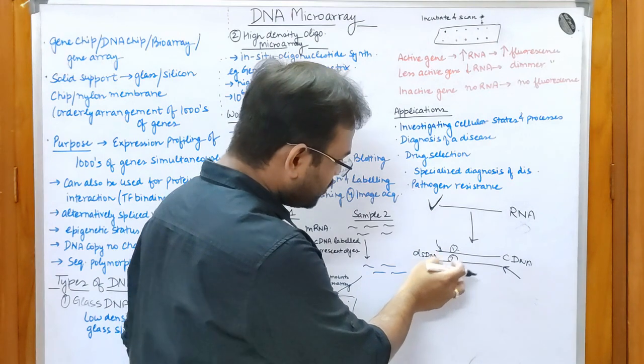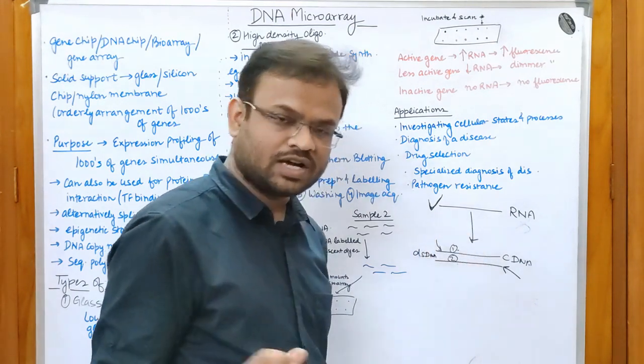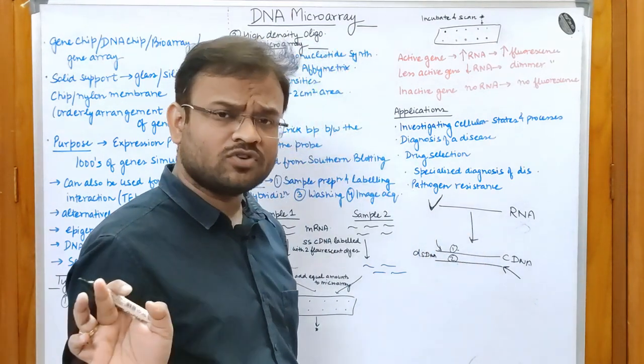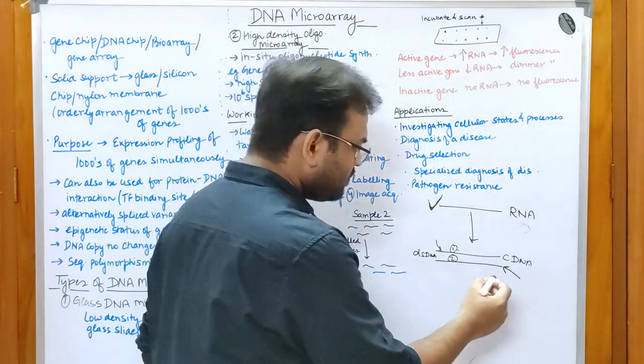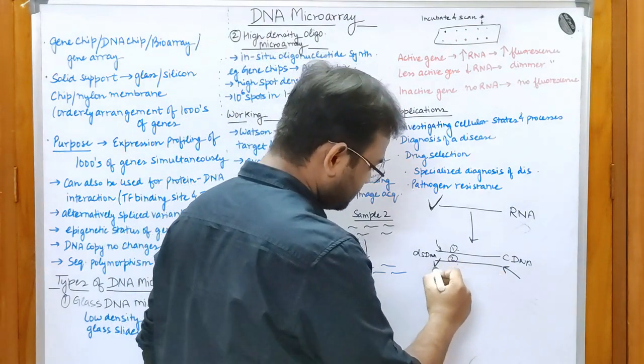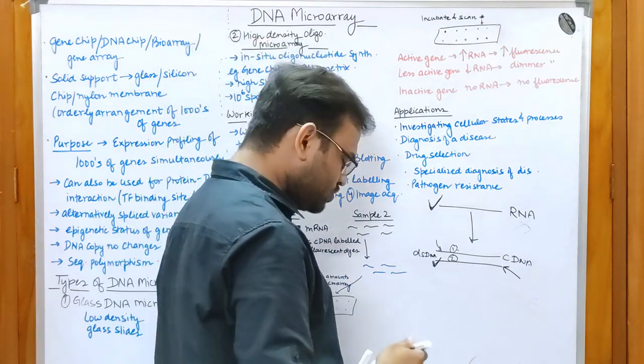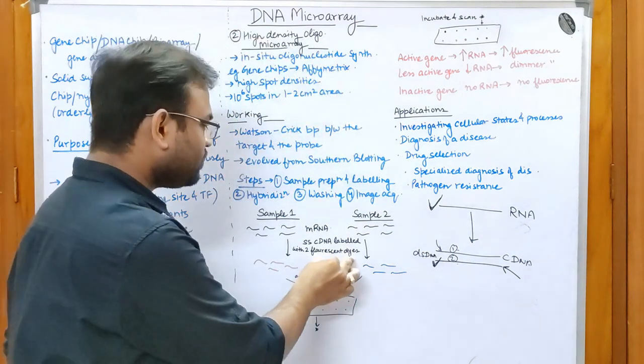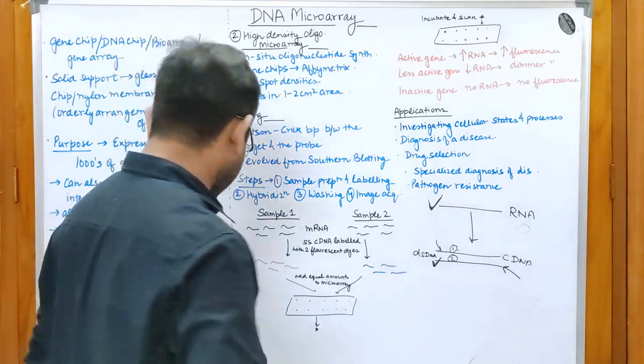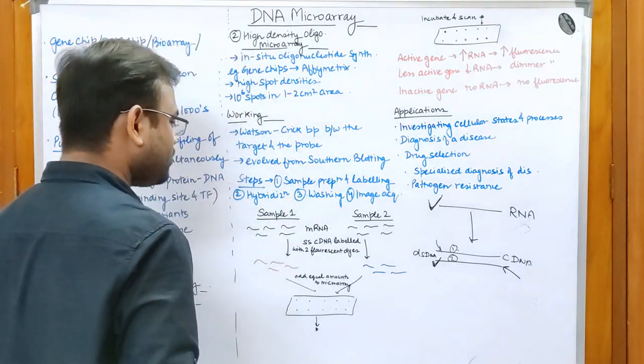This second strand would be exactly the same as that of the RNA. Okay, you would have got this. So what we will do, we would make use of this particular strand, and what else would you do? You would label it with a fluorescent dye.